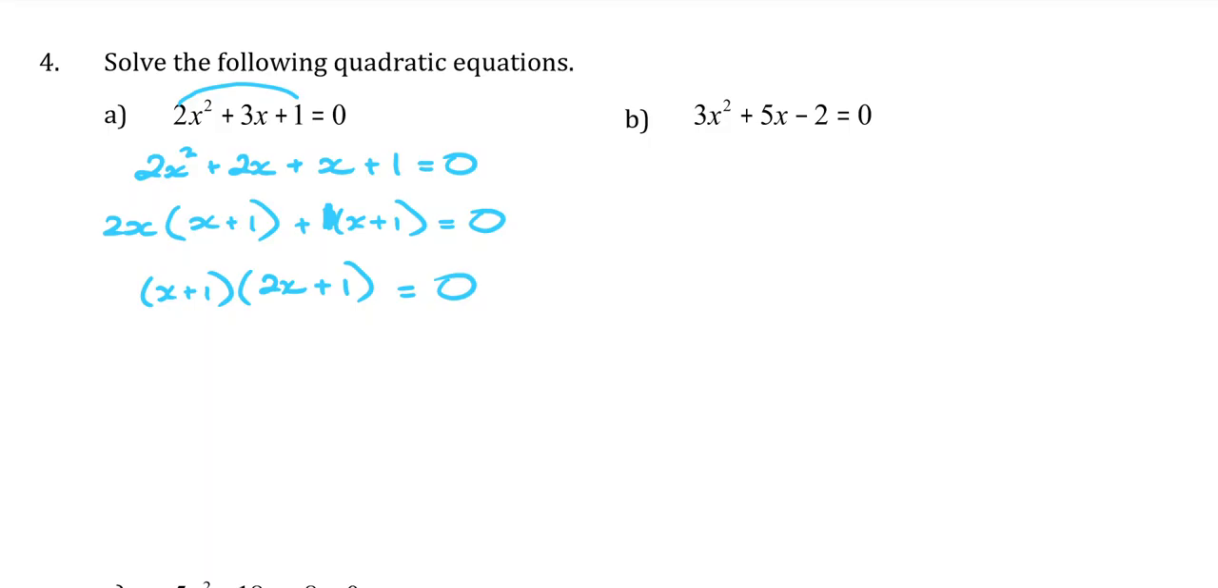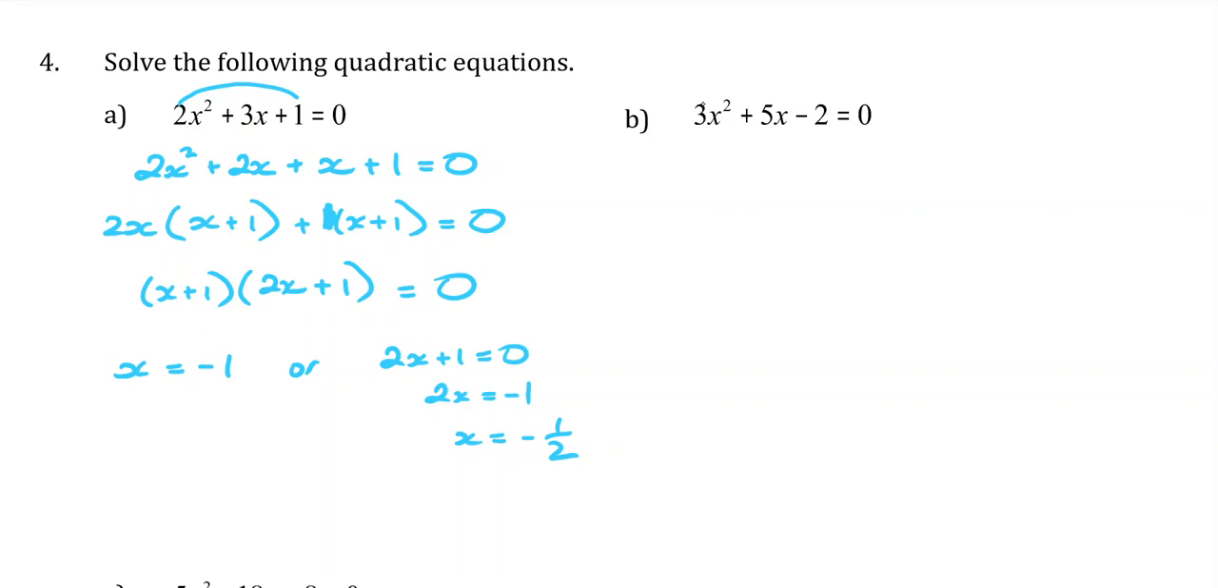Then, using null factor from the first bracket, I get x is equal to negative 1. From the second one, because there's a few more things there, we might want to do 2x plus 1 equals 0, and then solve it the long way to get x is equal to negative a half.